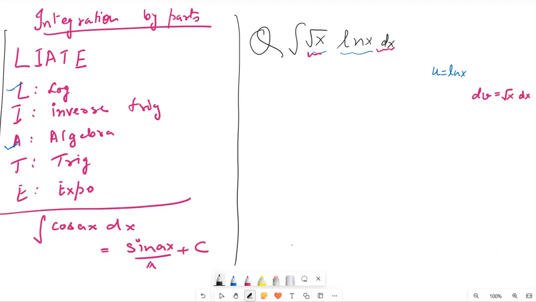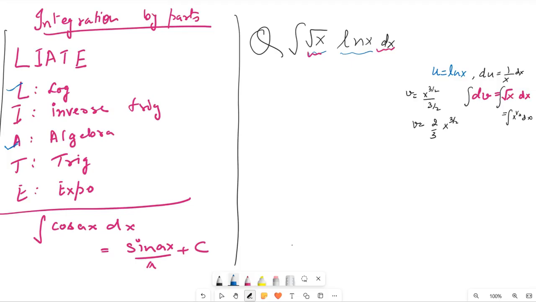To u, I'm going to differentiate to get du. What is the derivative of ln x? 1 by x dx. The dv part, I'm going to integrate both sides to find v. So remember root x can be written as x to the power half. So the integral would be x to the power 3 by 2 divided by 3 by 2. We don't have dx because we're integrating. So basically v is 2 by 3 x to the power 3 by 2.